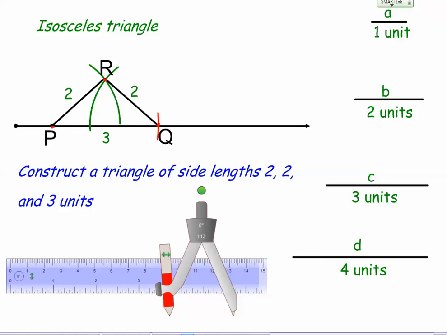Okay, we did the same thing with this isosceles triangle. You drew segment C, which is 3 units long. We measured segment B and drew an arc from P and the same arc from Q, and the point of intersection is where we made our triangle. Then we used our straight edge to connect RQ and PQ, and now we have a triangle.